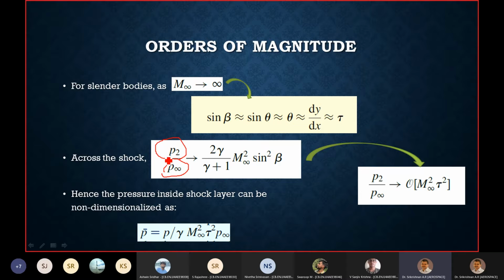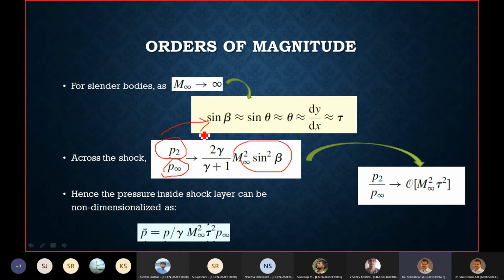Now, P2 by P infinity has M infinity squared sine squared beta, and what multiplies it is 2 gamma by gamma plus 1. Say gamma is 1.4, so 2 gamma is 2.8 divided by 2.4, so that value is going to be of the order of magnitude of 1. Then M squared sine squared beta: the sine squared beta we have seen here already is of the order of sine theta. Why? Because we are considering slender bodies at high Mach numbers. This we have seen much earlier.